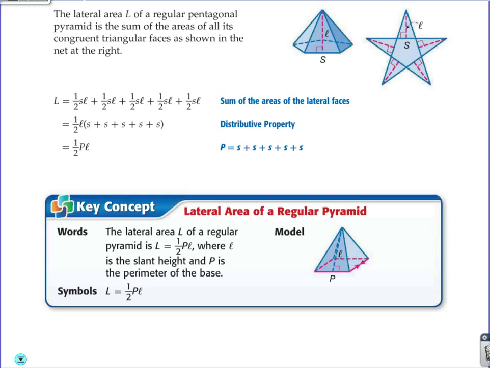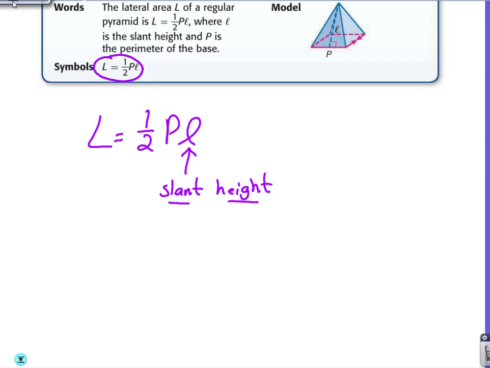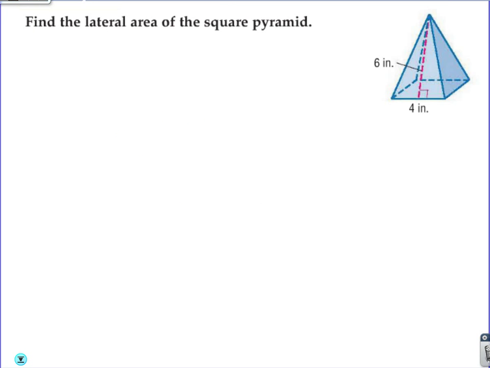Here's your next formula. The lateral area, that's the side area, of a regular pyramid is equal to 1/2 times P times cursive L. P is the perimeter of the base, and cursive L is the slant height. These are pretty easy. The lateral area is equal to 1/2 PL, 1/2 times the perimeter of the base times the slant height. You see how fast this is going to be?